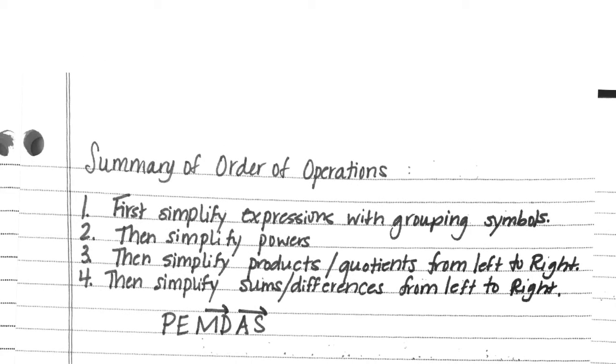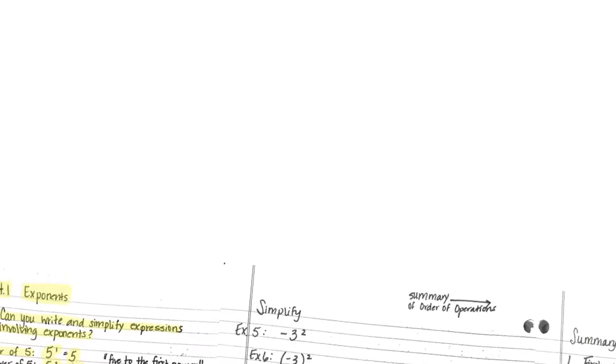Let's go ahead and look at our order of operations. First, simplify expressions with grouping symbols. So remember, we're always going to look at grouping symbols first. Then we're going to simplify powers. Then we're going to simplify products and quotients from left to right. And then we're going to simplify sums and differences from left to right. Let's put this to work.